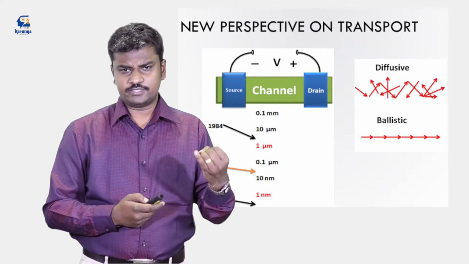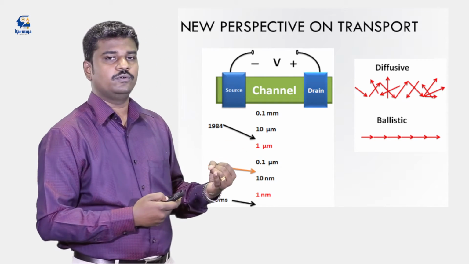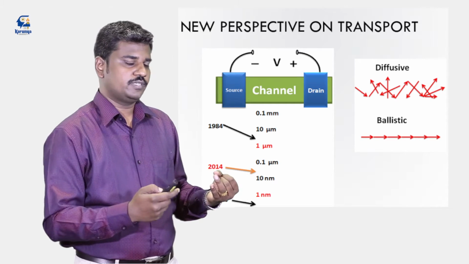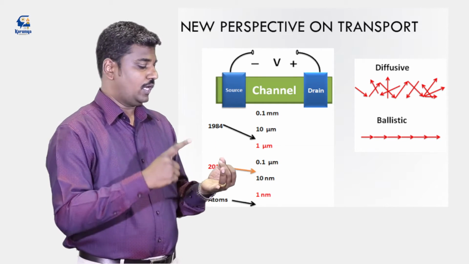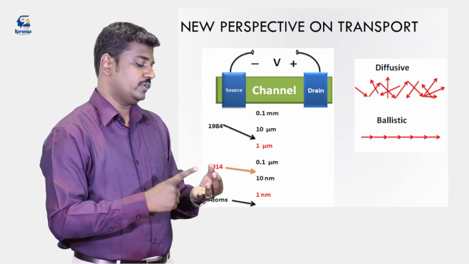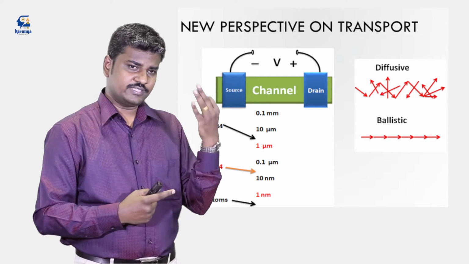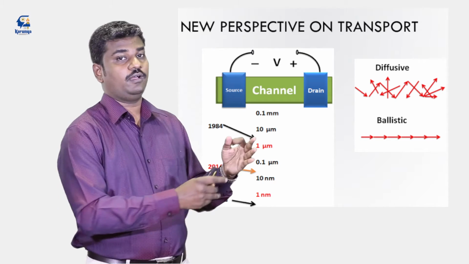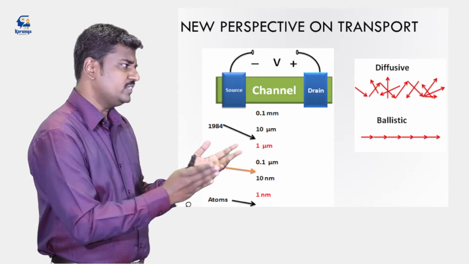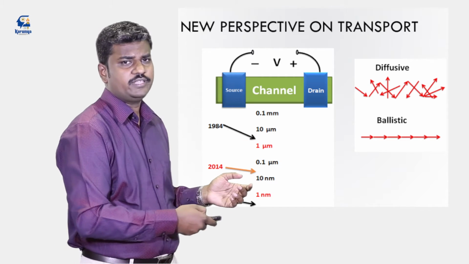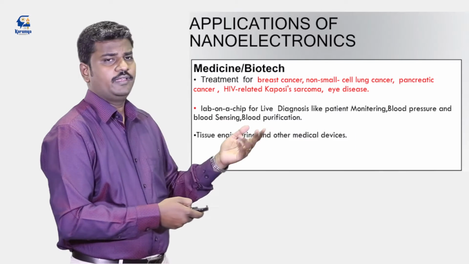So three factors we keep in mind while we go for nano systems and the nanoelectronic new perspective. One is the size component, another is the speed component, and another is the power component. All these three components play a major role in nanoelectronic devices. With this, I'll take a few applications present in nanoelectronics.